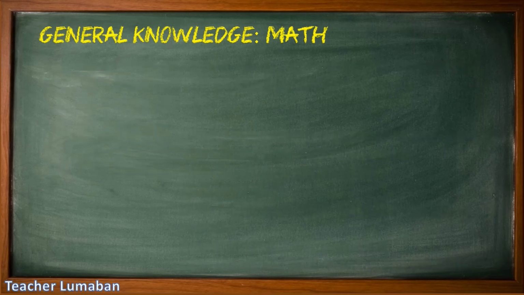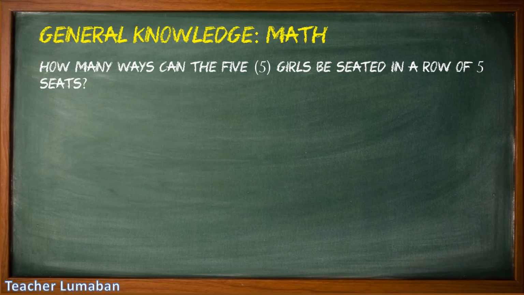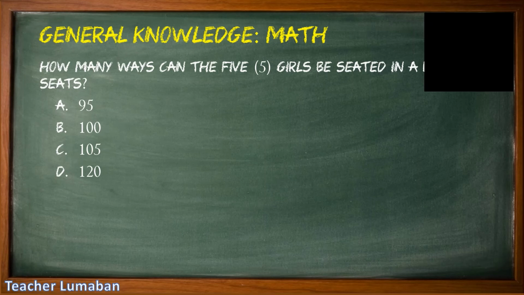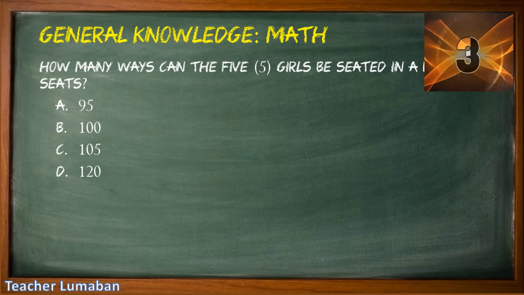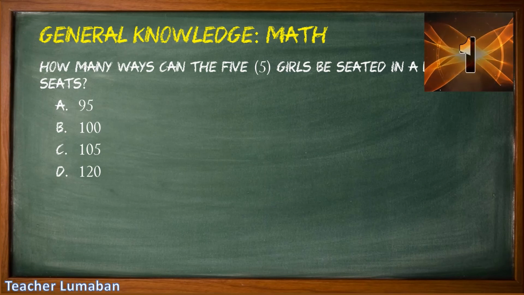How many ways can the 5 girls be seated in a row of 5 seats? Letter A, 95. Letter B, 100. Letter C, 105. Letter D, 120. Please answer in 5, 4, 3, 2, 1.